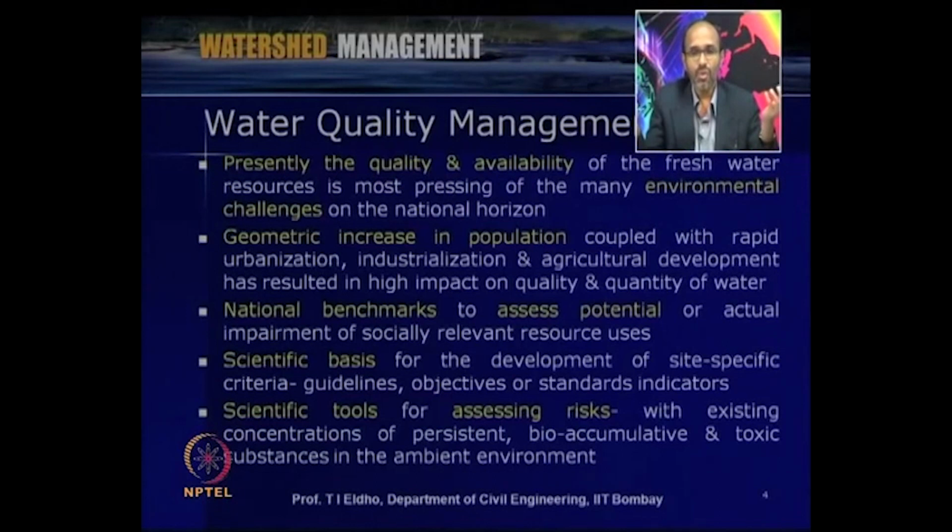So quality is a main issue, especially in a country like India where the population is exploding, a number of new cities are coming up and rapid urbanization is taking place. So there should be national benchmarks to assess the potential or actual impairment of socially relevant resource uses, such as water resource, that is, the quantity of the water and the quality of the water. So there should be a national benchmark.